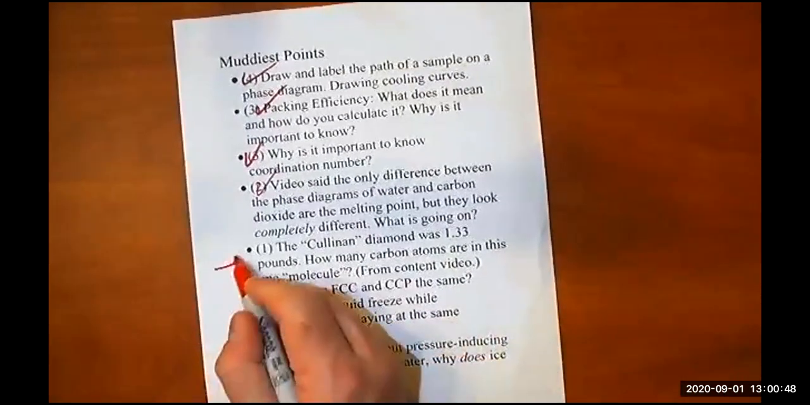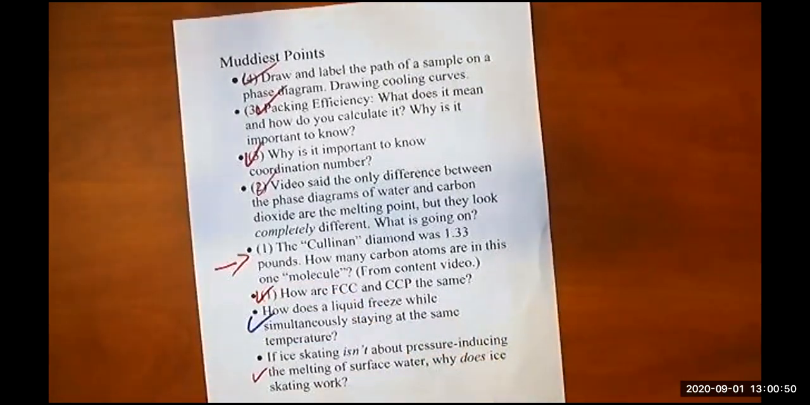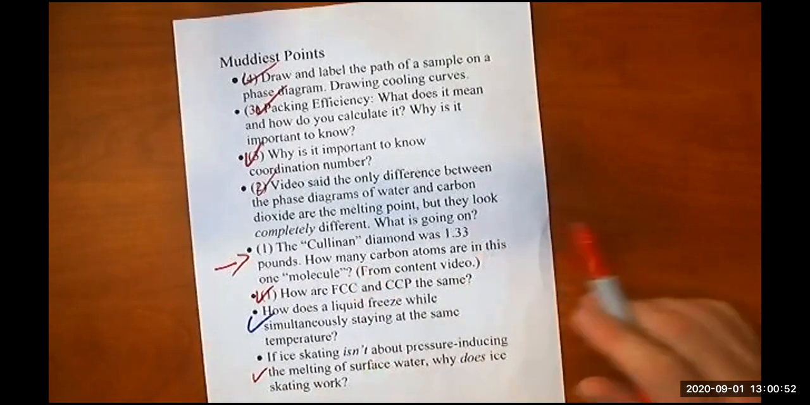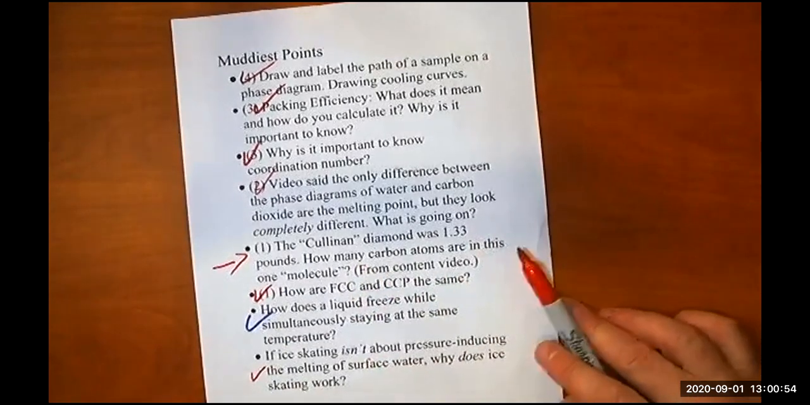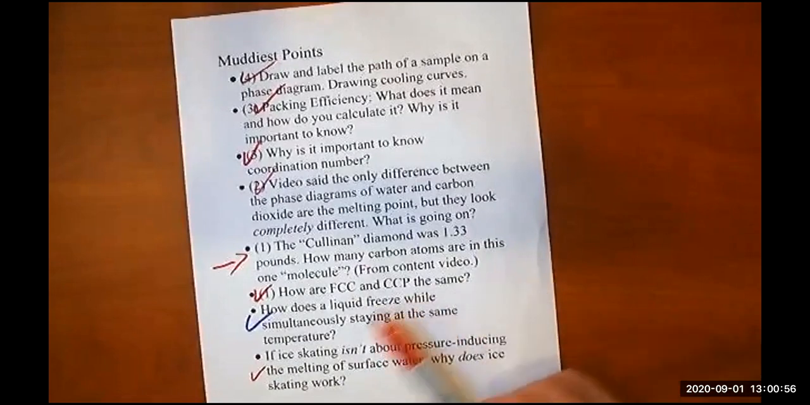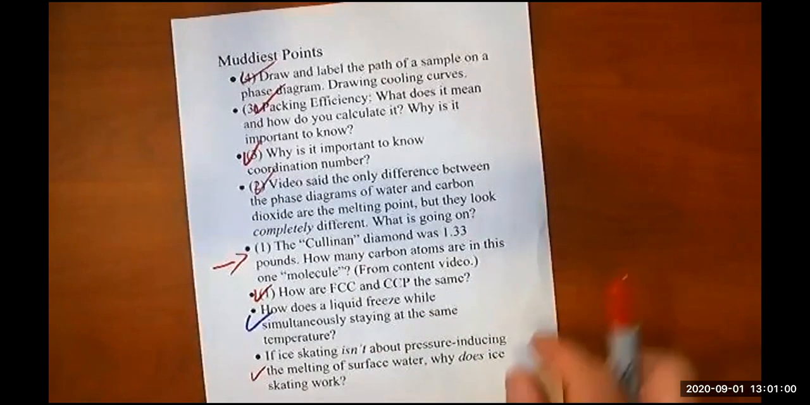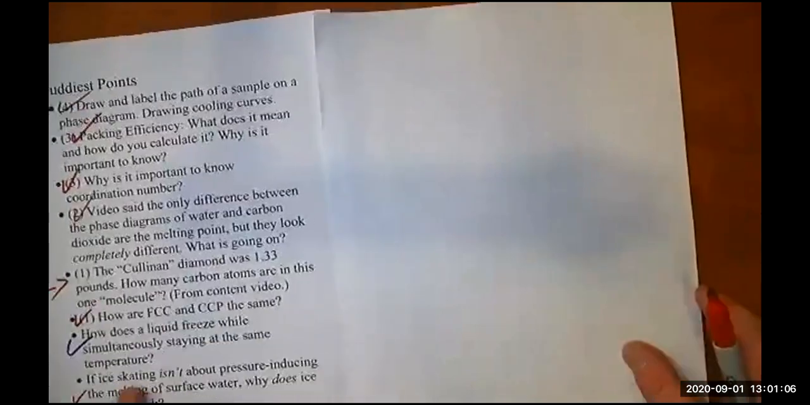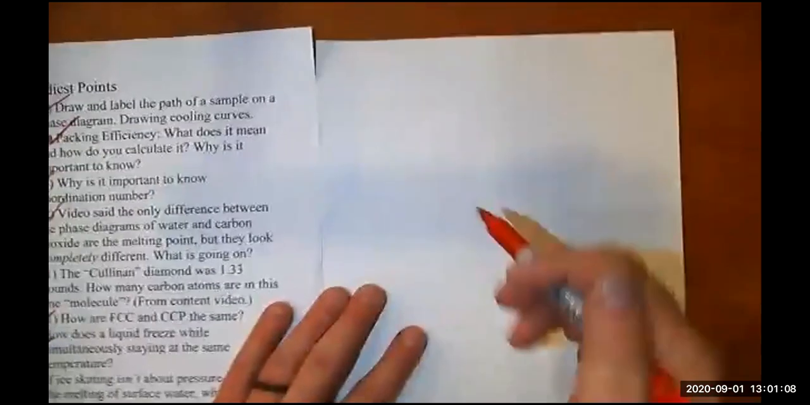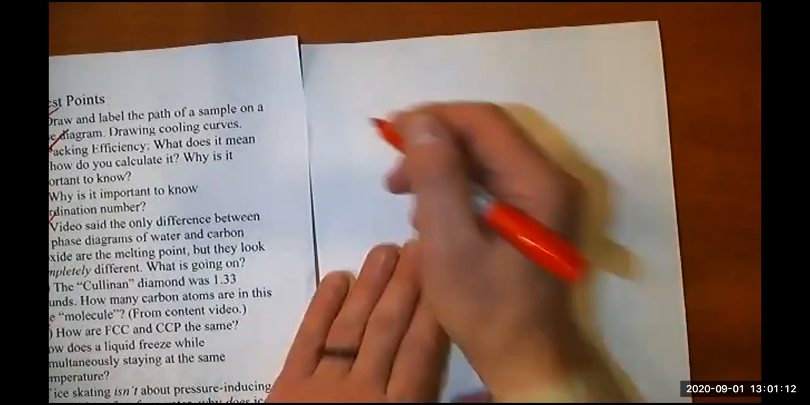All right, the last question we had was from the content video. I mentioned the Cullinan diamond, which was 1.33 pounds. And how many carbon atoms were in this one molecule? A lot, yes. But there was a question here, how do you even set up this kind of problem? So, this is just going to be straight dimensional analysis.